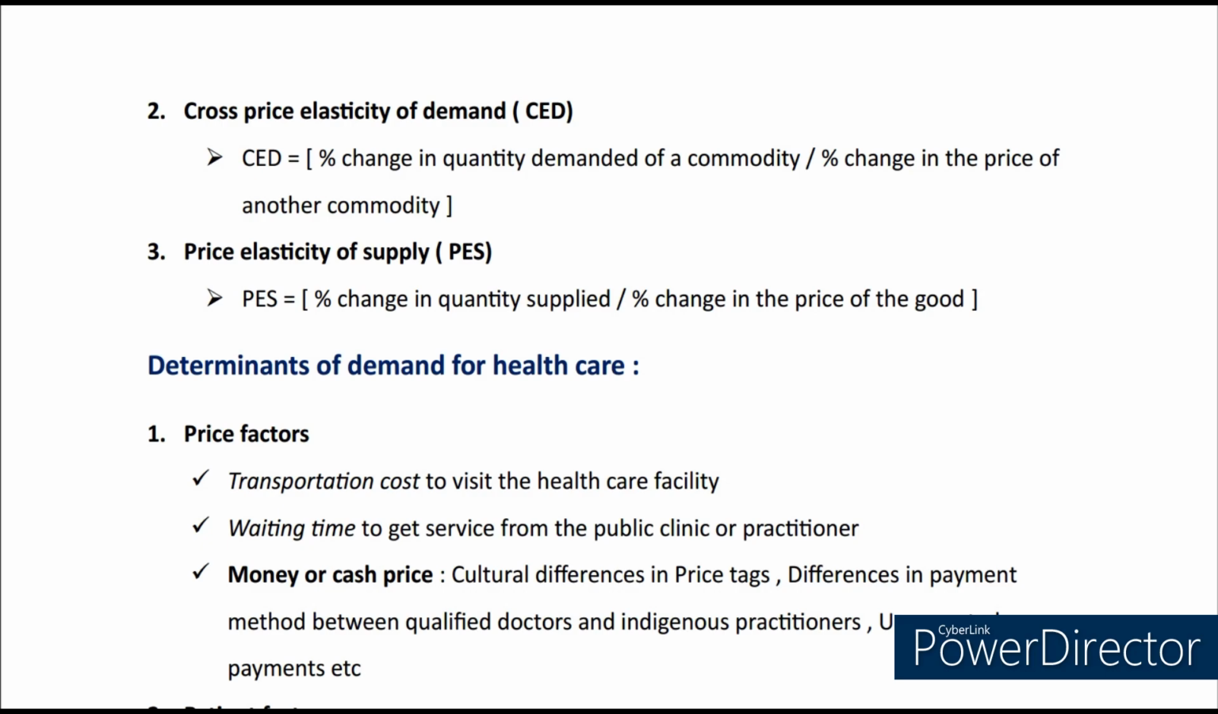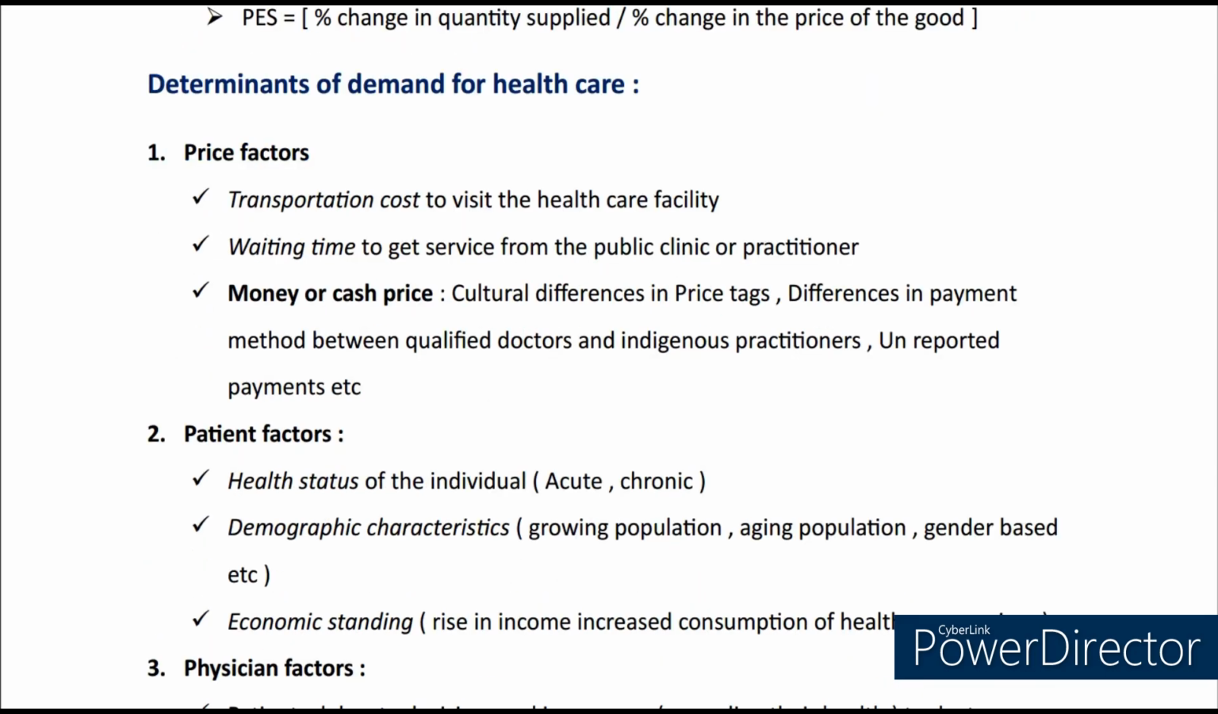divided by the percentage change in the price of the good. Now coming to the determinants of demand for healthcare, there are many factors which affect the demand for healthcare. First are the price factors. Under price factors we can see the transportation cost for the patient to visit the healthcare facility, and the waiting time to get service from the public clinic or practitioner. Sometimes the waiting time increases and the patient has to go back home and come back to the clinic the next day. So this will increase the travel expense, right? And third is the money or cash price.